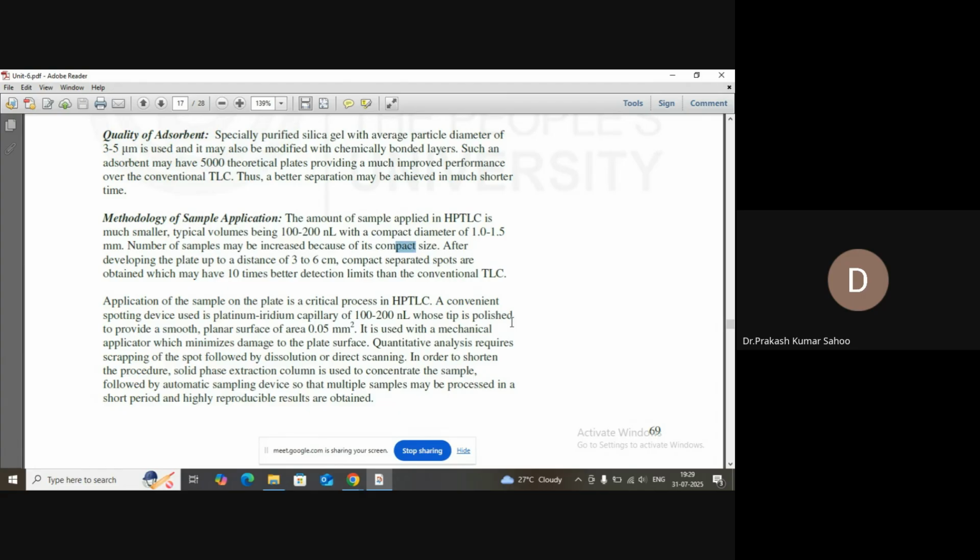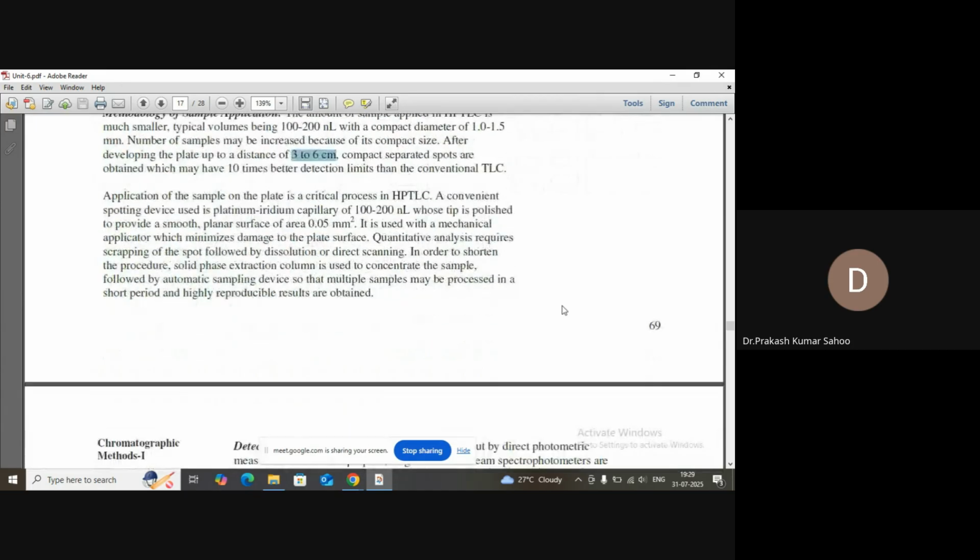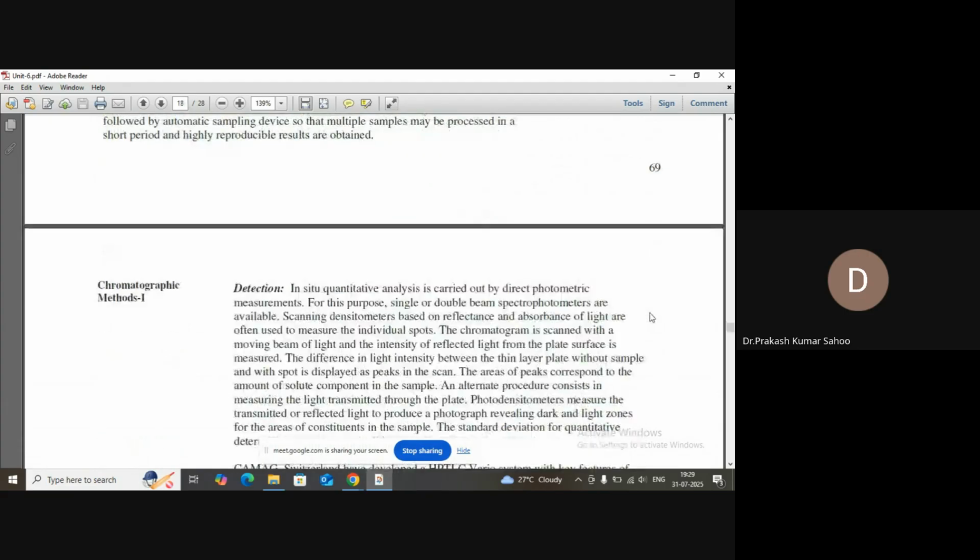So here the size of the chromatogram is very small. That's why the contamination is very less, and the distance traveled is a maximum of 3 to 6 centimeter. So your analysis time is very short, and at the same time we have a 10 times better detection limit than the conventional thin layer chromatography.